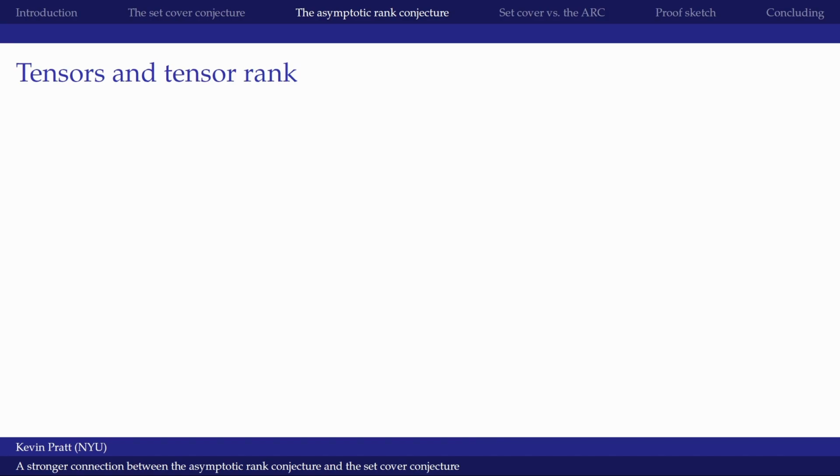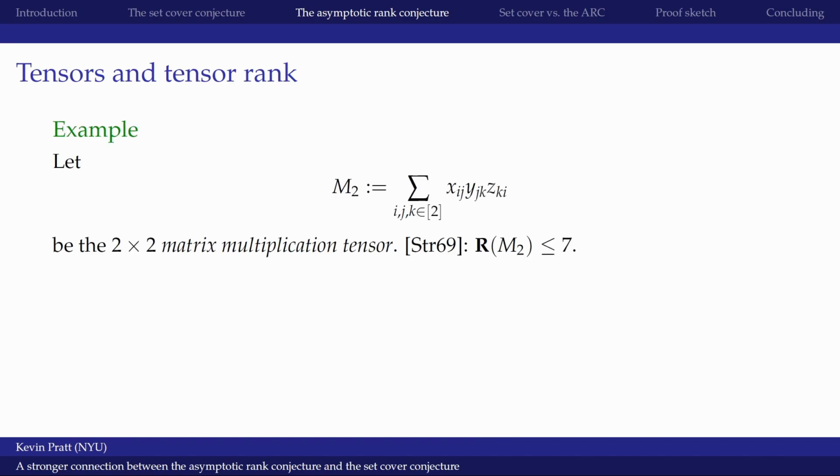Now, another tensor of major interest is the 2x2 matrix multiplication tensor. This can be described as you sum over i, j, and k, integers between 1 and 2, and you have a monomial x_ij times y_jk times z_ki. So this is some 4x4x4 tensor. Strassen's 1969 result is now usually interpreted as showing that the rank of this tensor is at most 7, which improves on the trivial upper bound of 8.